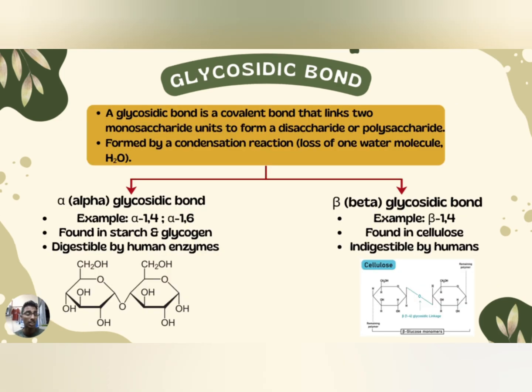It is a covalent bond that links two monosaccharide units to form a disaccharide or polysaccharide, and it is formed by a condensation reaction, which is the loss of a water molecule while forming the bond. And we have two of it, which is alpha glycosidic bond and beta glycosidic bond. You can find alpha glycosidic bond mainly in starch and glycogen, while beta glycosidic bond you can find in cellulose. Alpha glycosidic bond is basically where the joining part of the bond is below the plane of the ring, while in beta glycosidic bond it is above the ring.